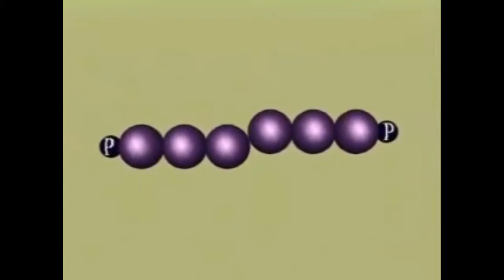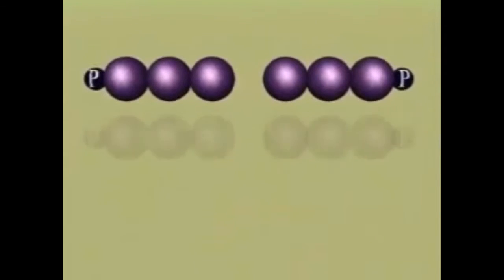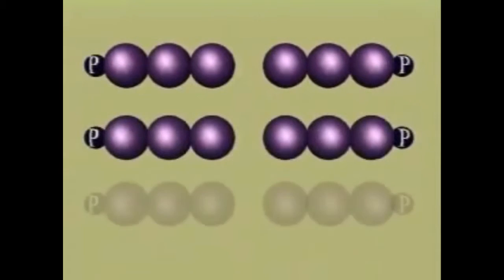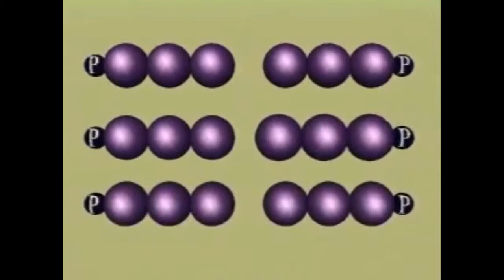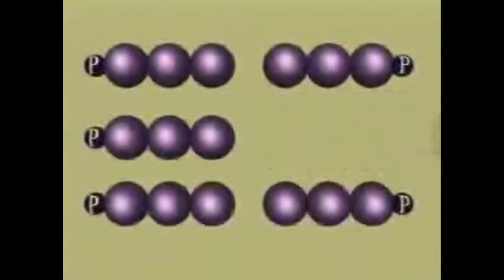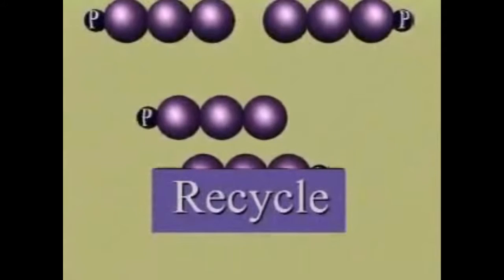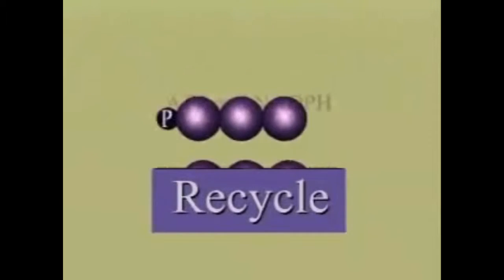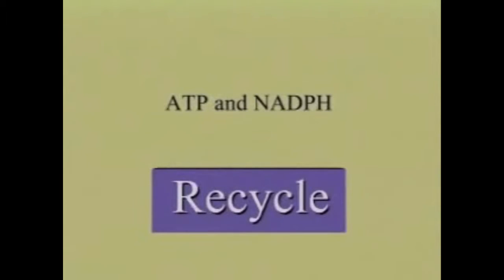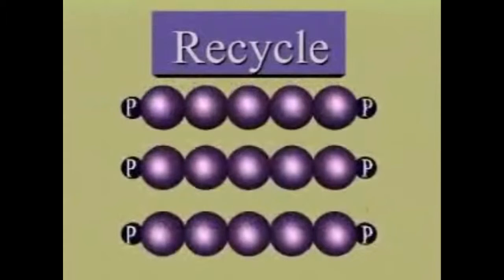The unstable 6-carbon sugar breaks into two 3-carbon molecules. For every one of these 3-carbon molecules that eventually leaves the Calvin cycle as sugar, 5 are used to regenerate RuBP. ATP and NADPH provide the energy for the necessary rearrangements of molecules in the Calvin cycle.